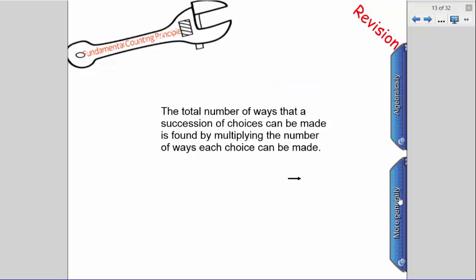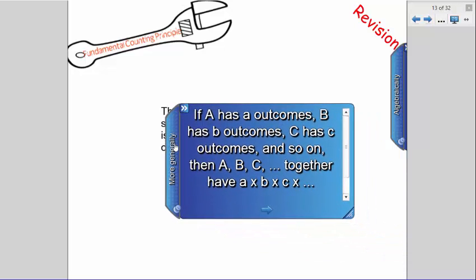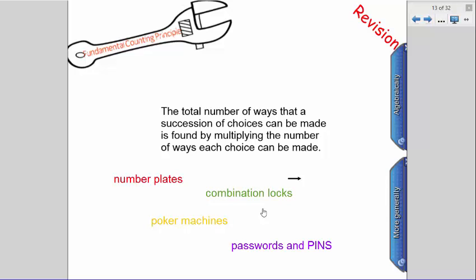If there are more than two events, then we simply continue to multiply the number of possibilities together. So if A has a outcomes, B has b outcomes, C has c outcomes, and so on, then A, B, C, etc. together have a times b times c times, and we continue to multiply those outcomes together. Common topics for these types of questions include number plates on cars, poker machines, combination locks, passwords, personal identification numbers. More on these to come.